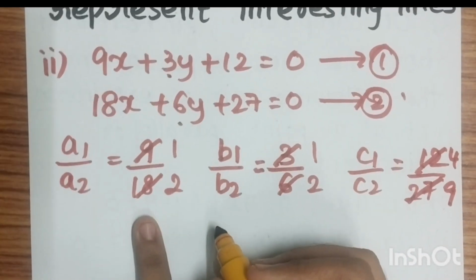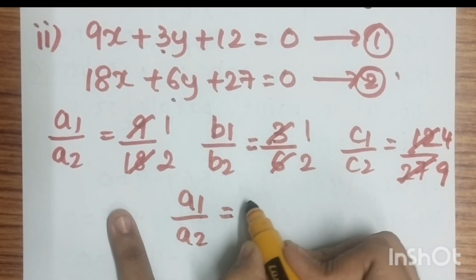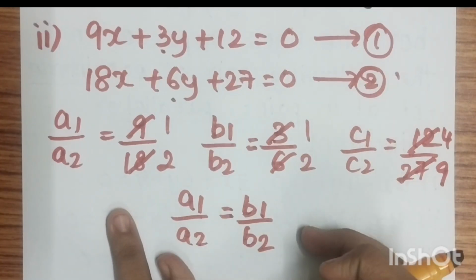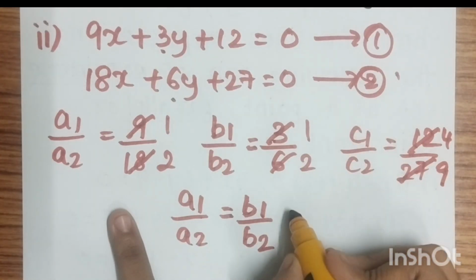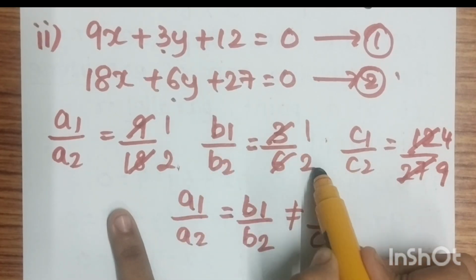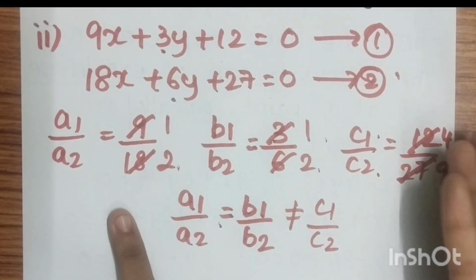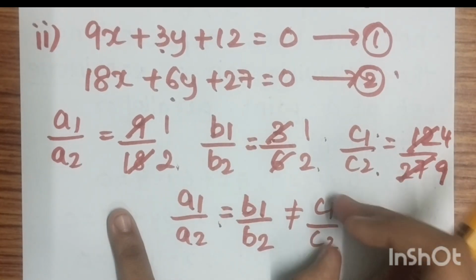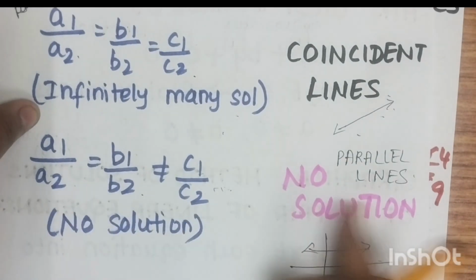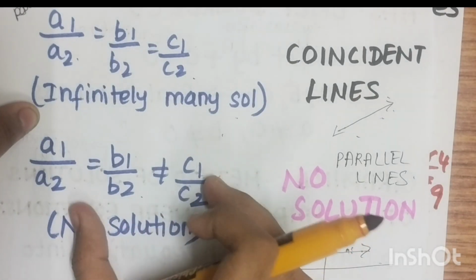So I can see that a1 by a2 is equal to b1 by b2, but it is not equal to c1 by c2. Here the same 1 by 2 I am getting, so I can write it is equal. But c1 by c2 is different. It is not 1 by 2, it's 4 by 9. So this condition is nothing but parallel lines. Parallel lines have no solution. So this is parallel lines.